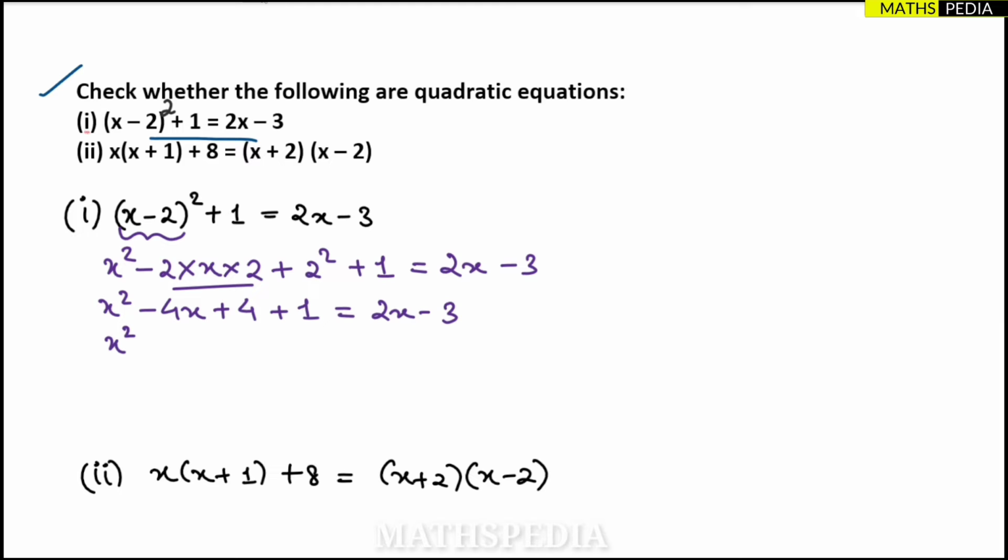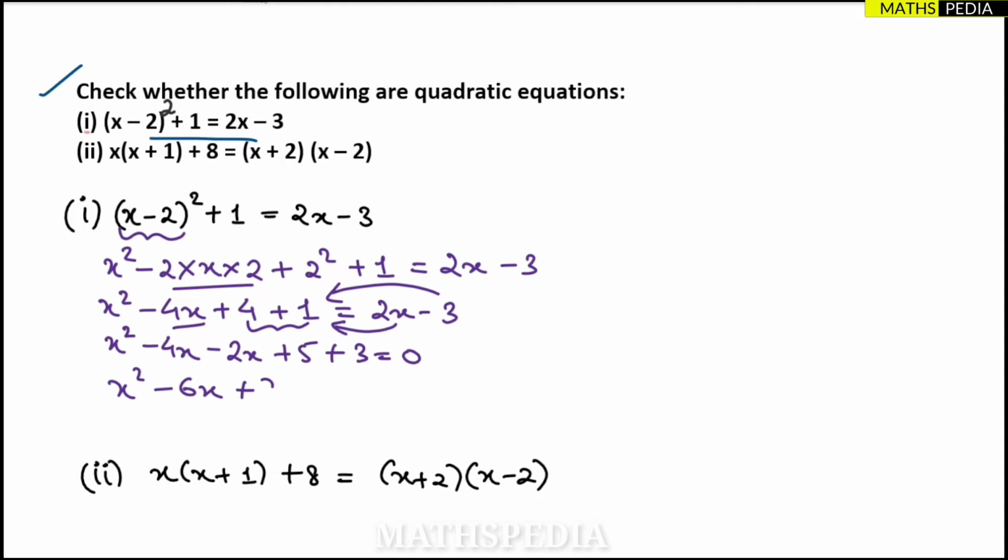Simplify this one. For x square we don't have any like terms, this is 4 plus 1, which is 5. Okay, so minus 4x. Bring this minus 2x to the LHS: minus 4x minus 2x plus 5 plus 3 equal to 0. Bring the minus 3 to this side. So this will be x square minus 6x plus 8 equal to 0, right? Just simplify this one. So we have arrived at the simplest form of the given equation.